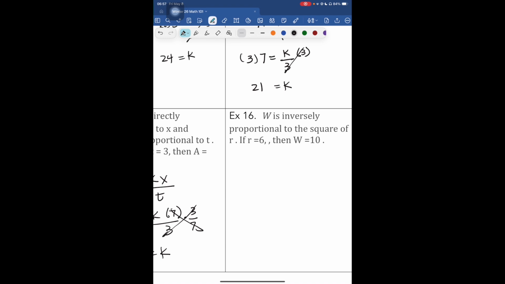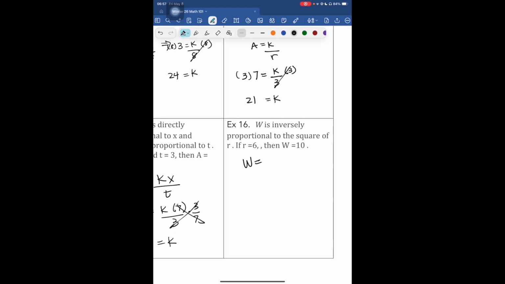Okay, last one. Here we go. W is inversely proportional to the square of r. W is 10, my constant k, and r squared is 36. Again, we want to get rid of that denominator by multiplying it to the numerator, and this will equal 360.